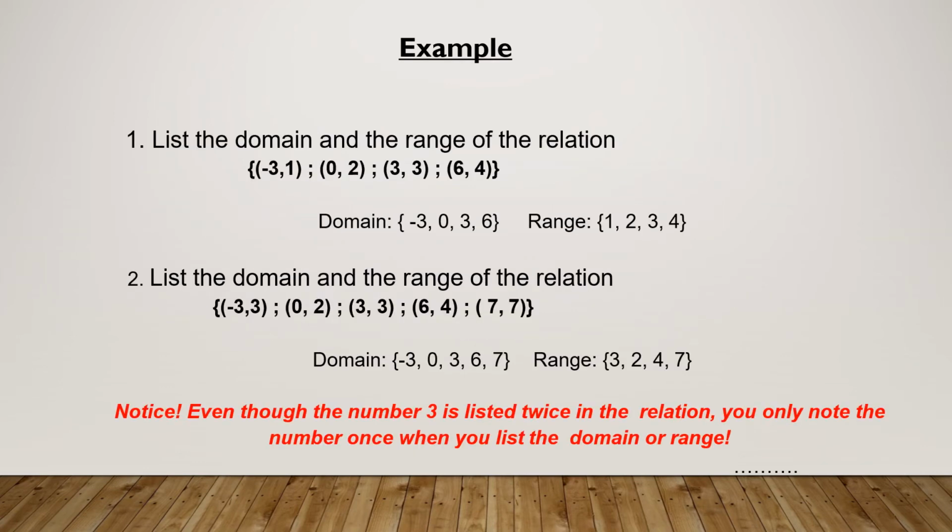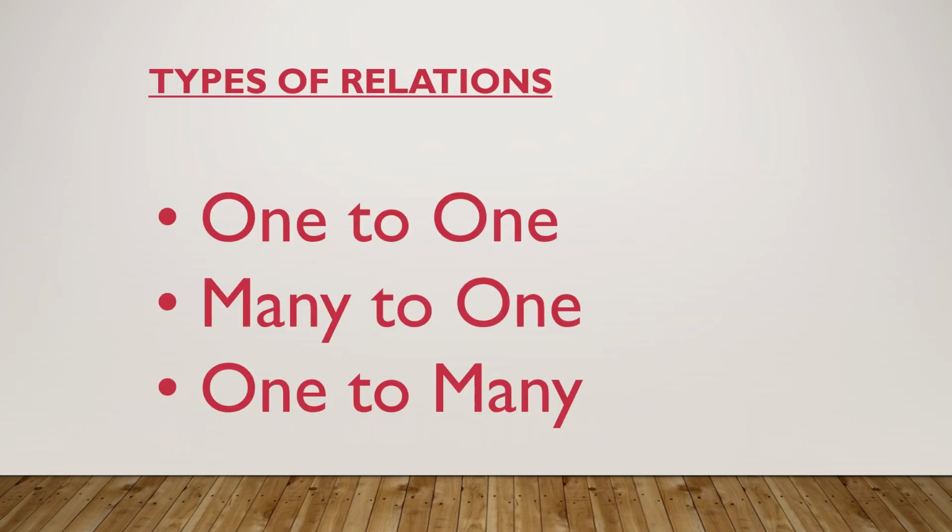There is the example of finding domain and range. If we are having any number repeating, we will write only once. There are three types of relations. Number one, one to one. Number two, many to one. Number three, one to many.